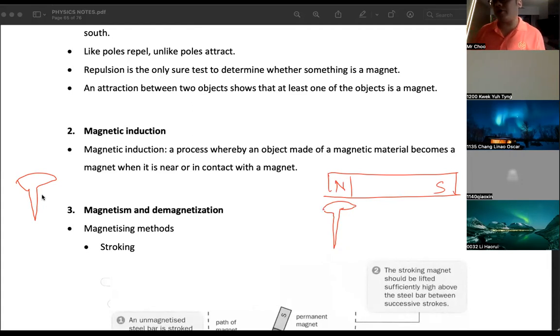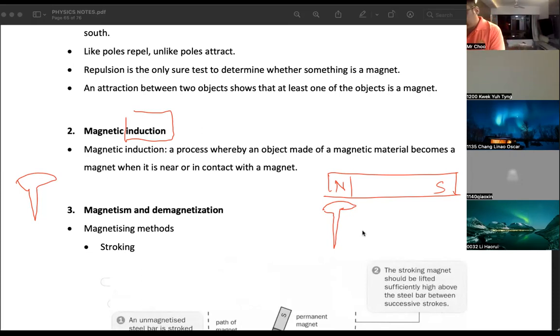Unlike poles attract and like poles repel. So the presence of the magnet induces magnetism in this iron nail. We call this magnetic induction. When I put this iron nail near the magnet, it will attract. You all learned this earlier on. When they attract, it means that there's at least one magnet. So this magnetic material will be attracted to the magnet. Then this iron nail will become an induced magnet.